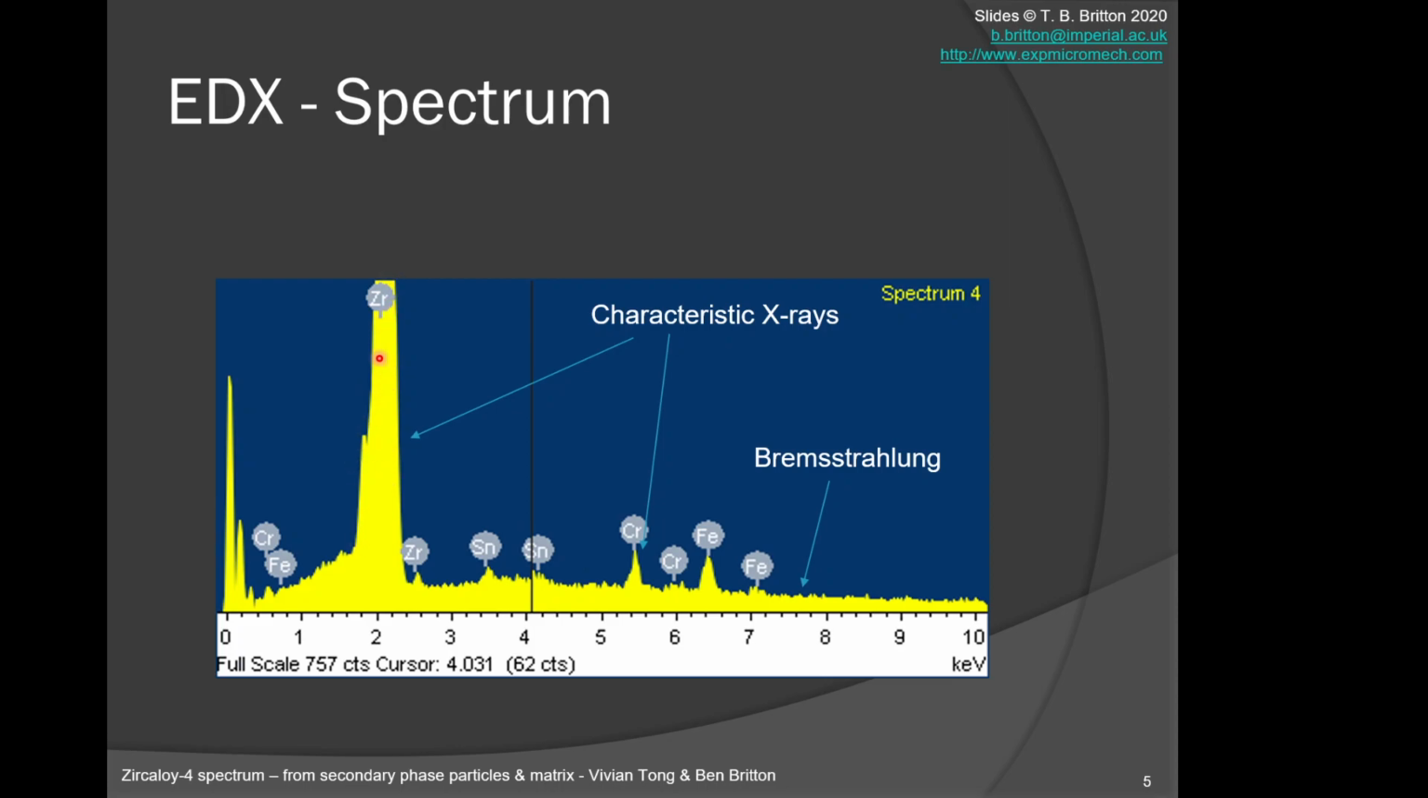And then we have the characteristic peaks. It's a Zirc matrix, so there's a big Zr peak. There are secondary peaks. We'll see where they come from in a minute. And then there are smaller minor elements such as tin, chromium, and iron that are present in this material.